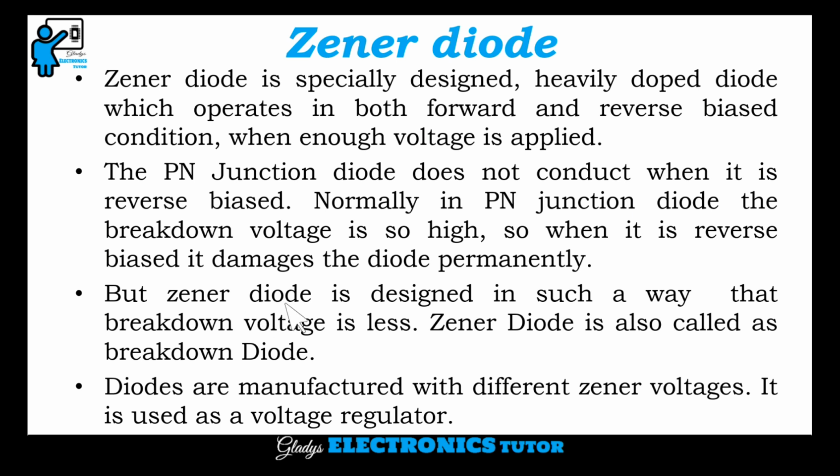But Zener diode is designed in such a way that breakdown voltage is less. Zener diode is also called as breakdown diode. Diodes are manufactured with different Zener voltages. It is used as a voltage regulator.